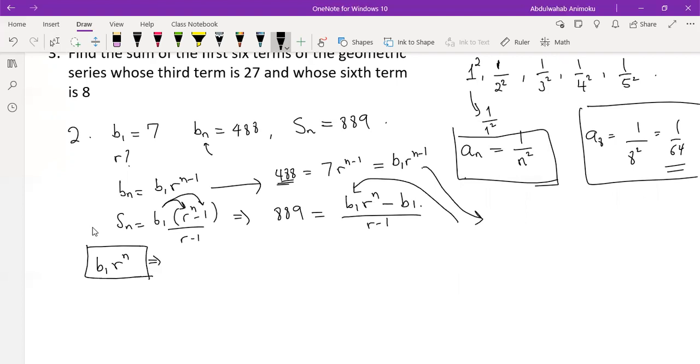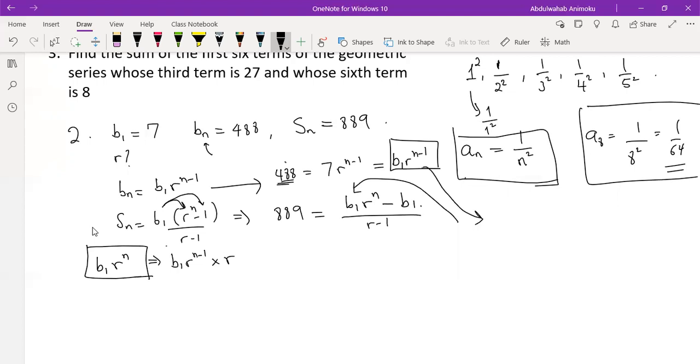Now, I know that B1 r raised to power n, I don't know this, but I can rewrite it in a different way, such that I can get this off of that, right? This is the simple trick I was talking about. We know that B1 r raised to power n minus 1 is 488. We could use this information here. How can we use it? B1 r raised to power n can be written as what? B1 r raised to power n minus 1 times what? R. Yeah, using your knowledge of indices, right?